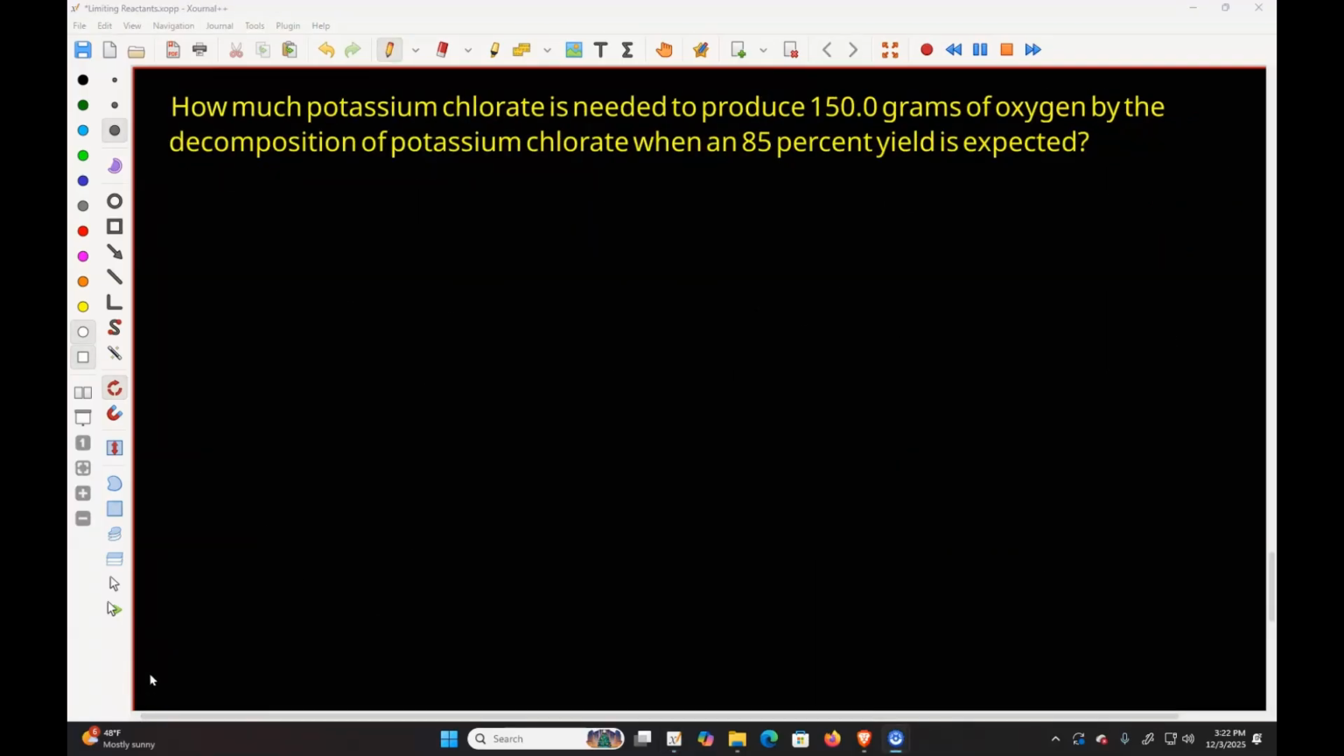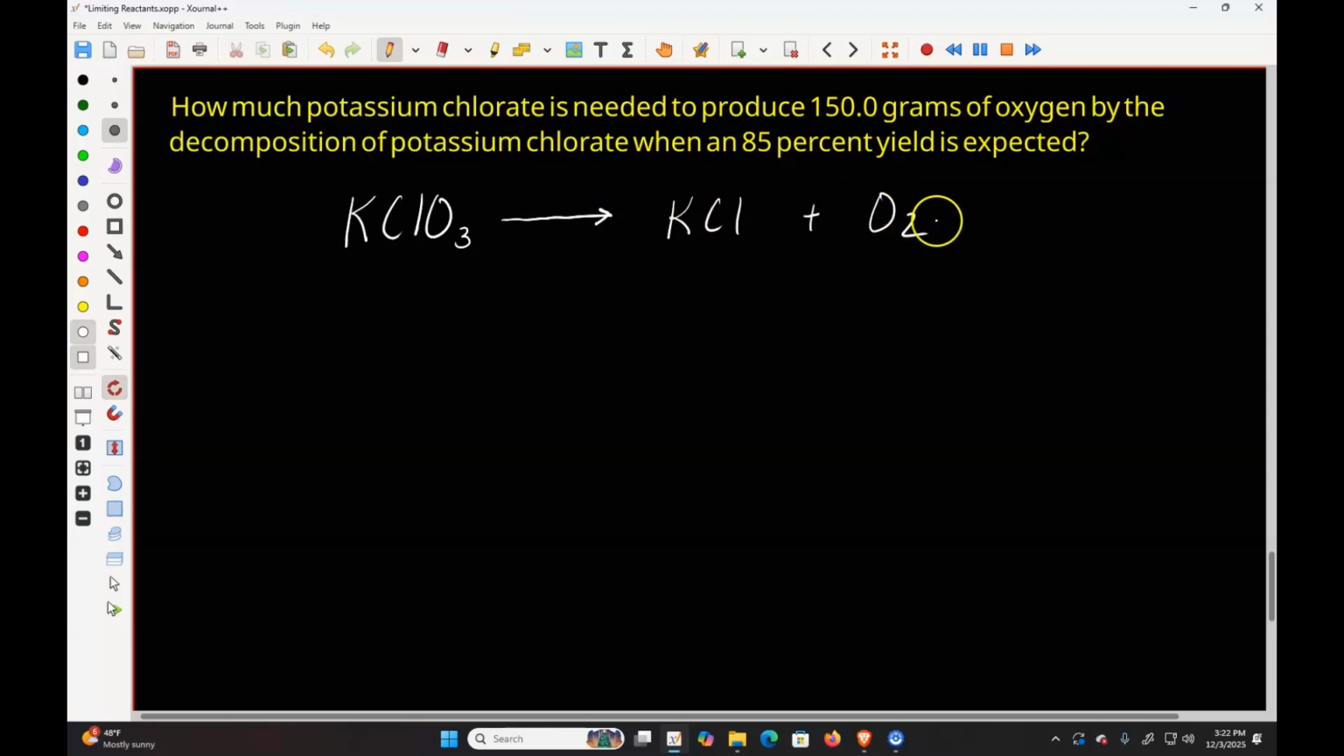How much potassium chlorate is needed to produce 150 grams of oxygen by the decomposition of potassium chlorate when an 85% yield is expected? So let's write the equation. So I have KClO3, potassium chlorate, is decomposing with heat to produce potassium chloride plus oxygen. I'm looking to obtain 150 grams of oxygen with an 85% yield.